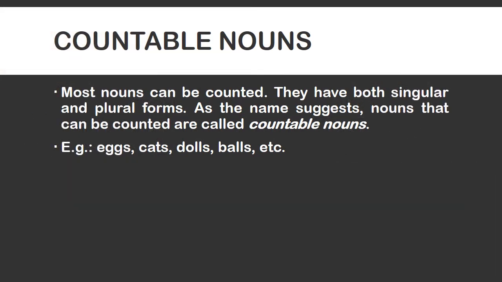Countable nouns. Most nouns can be counted. They have both singular and plural forms. As the name suggests, nouns that can be counted are called countable nouns. Things like eggs, cats, dolls, balls, etc. can be counted. They are all countable nouns. Countable nouns can be used in singular or plural forms. Here are some examples of countable nouns.